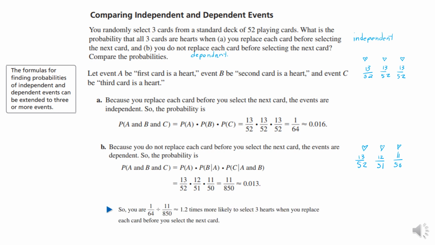So now we can compare them. So you're 1.2 times more likely to select 3 hearts when you replace each card before you select the next card. So you take the first probability and divide it by the second probability to figure out the difference, or to compare them. Okay? So know what you're doing each time, whether it's independent or dependent.